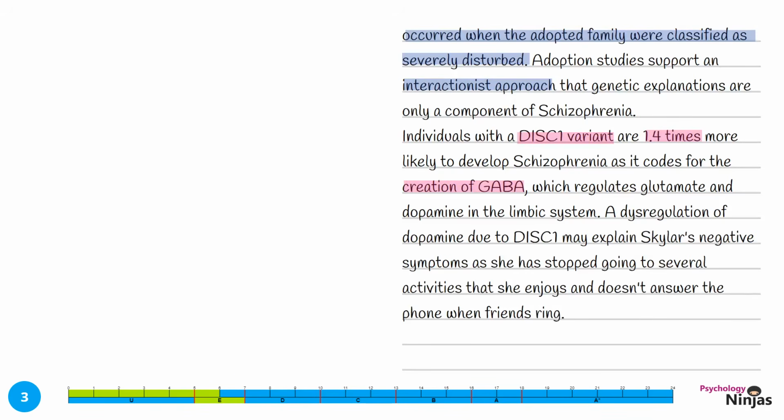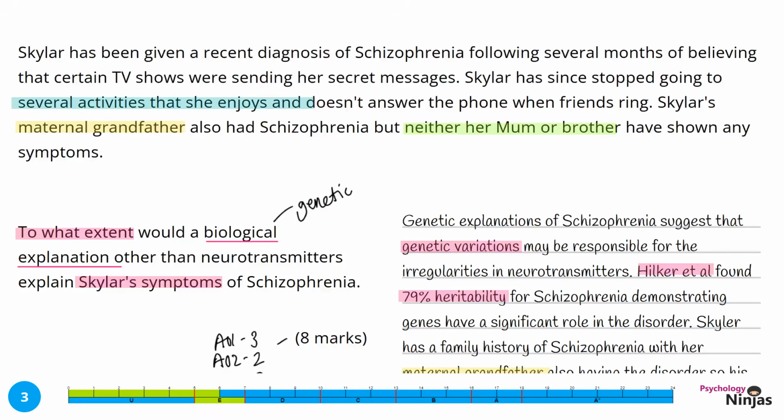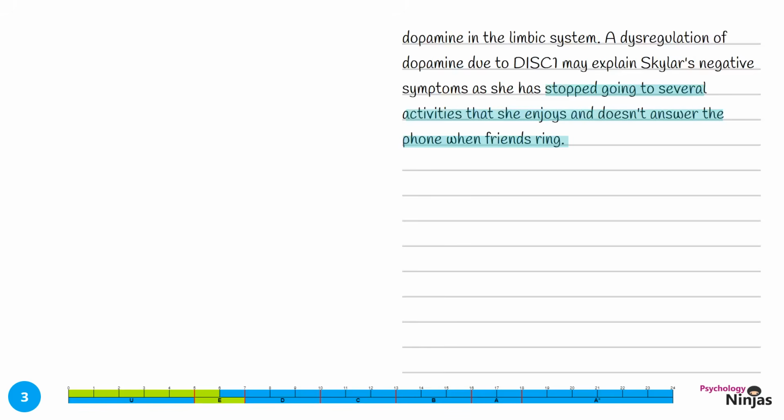A dysregulation of dopamine due to DISC1 may explain Skylar's negative symptoms, as she has stopped going to several activities that she enjoys and doesn't answer the phone when friends ring. Here we've identified specific symptoms experienced by Skylar and that these are negative symptoms, or an underfunctioning of normal activities. We're going to highlight this in the STEM in order to show that we've used different variations and show our understanding of application. We're going to evaluate one more time.